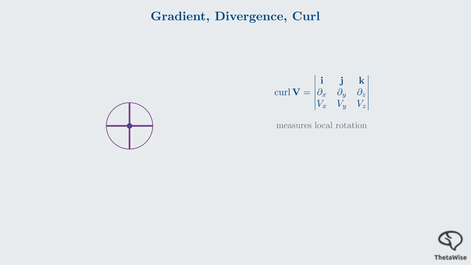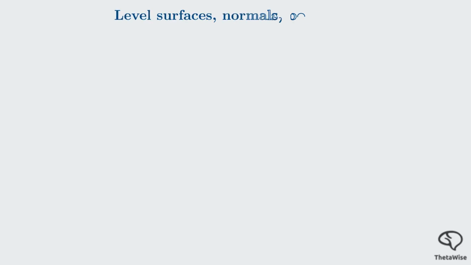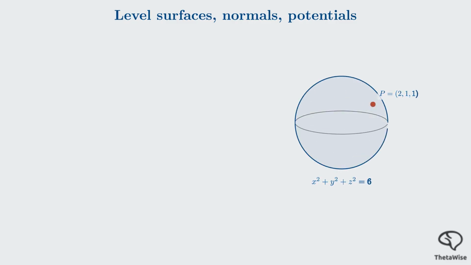It measures local rotation. Zero curl means an irrotational field, often expressible as the gradient of a potential. A level surface also gives equations for tangent planes and normals. Suppose phi of x, y, z equals a constant, and P is the point with position vector r. The gradient at P is normal to the tangent plane. If R is any point of the tangent plane, then R minus r lies in the plane and its dot product with the gradient is 0.